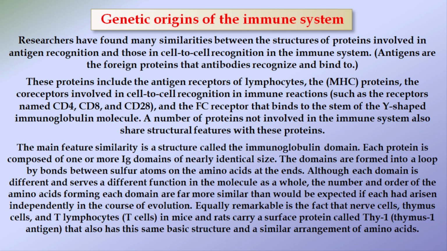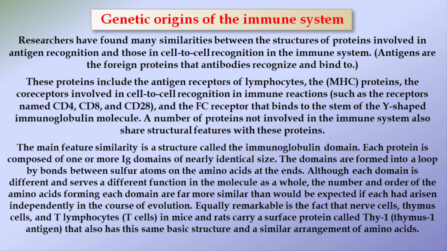Genetic origins of the immune system. Researchers have found many similarities between the structures of proteins involved in antigen recognition and those in cell-to-cell recognition in the immune system. Antigens are the foreign proteins that antibodies recognize and bind to. These proteins include the antigen receptors of lymphocytes, the MHC proteins, the coreceptors involved in cell-to-cell recognition in immune reactions, such as the receptors named CD4, CD8, and CD28, and the Fc receptor that binds to the stem of the Y-shaped immunoglobulin molecule.